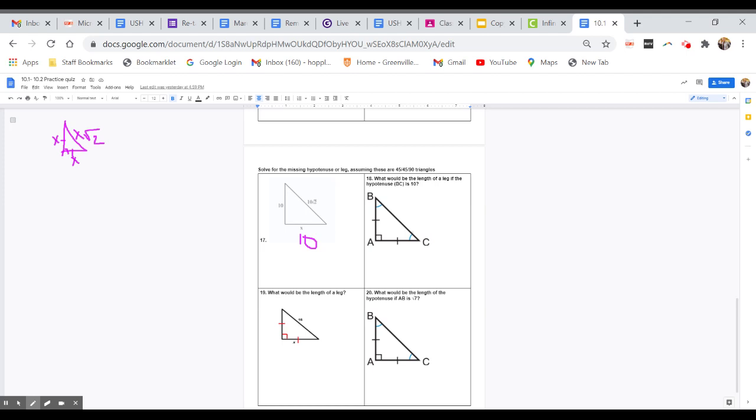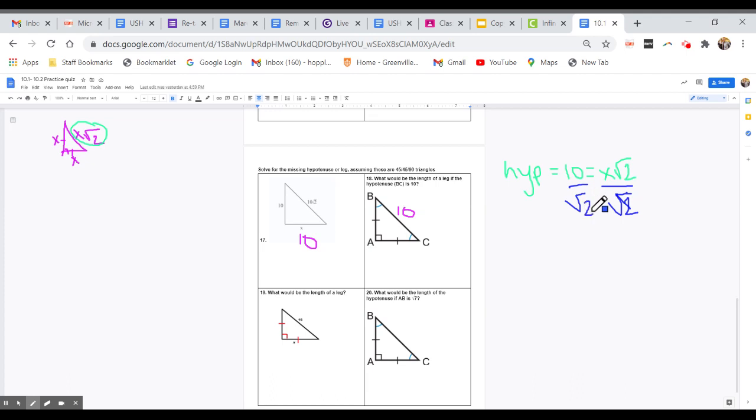Looking at number 18, what would be the length of the leg if the hypotenuse is 10? Now, in this case, my hypotenuse doesn't look like x root 2, but I can set it up to figure that out. If I'm looking for the leg, which is what it's asking for, I can say that my hypotenuse equals 10, which also equals leg times root 2. Now, in order to get this leg, or that x by itself, I need to undo what's going on over here. And this is being multiplied, so I need to divide both sides by the root of 2.